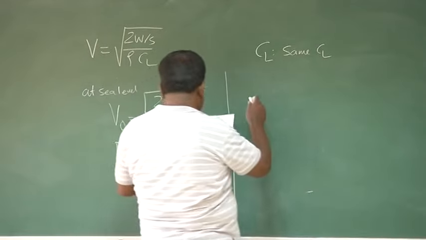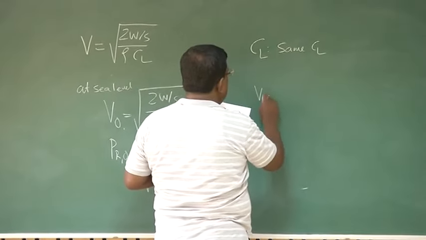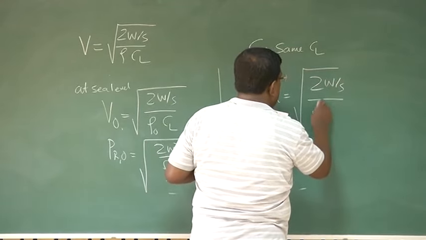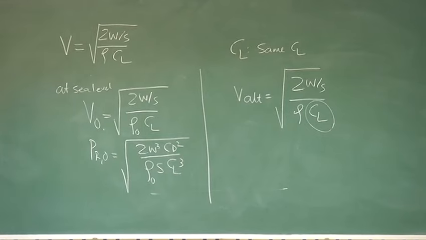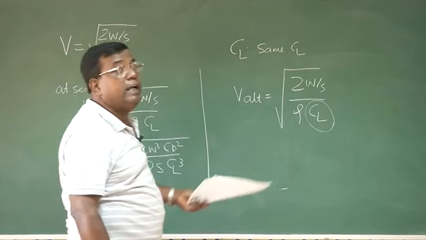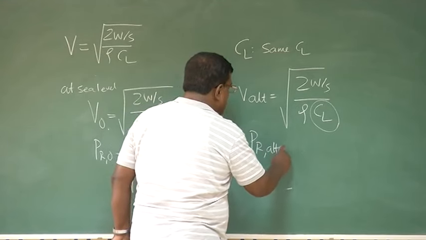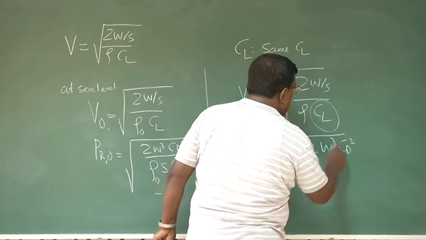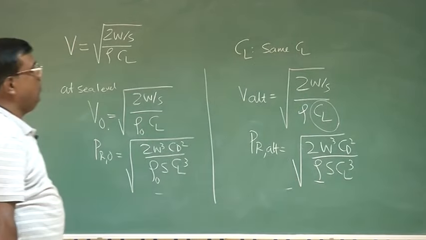So now for the same CL, we can write V at altitude is equal to root of 2W by S rho CL. I am not changing CL, because we are trying to see what is the effect if you keep the CL the same, but you can notice that now rho is not rho naught, rho is rho at some altitude. Similarly, power required at altitude will become 2W cube CD square by rho S CL cube. Again, note that it is rho, not rho naught.